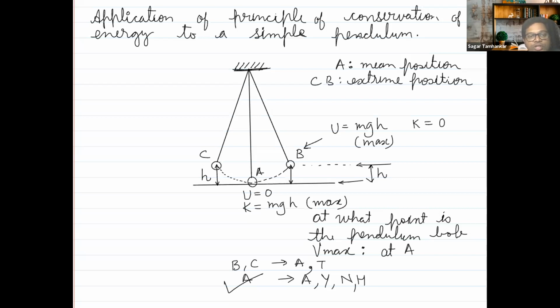Whatever is the condition at B will be the same at C. So potential energy is mgh, or it is maximum, and kinetic energy is zero. Okay, you shouldn't be writing minimum. You should not write this. It is maximum for this, but it is zero for this, not minimum. Fine. Please note down this diagram.